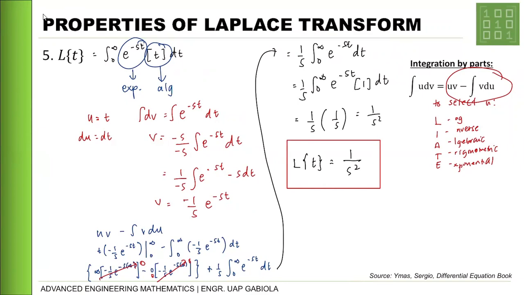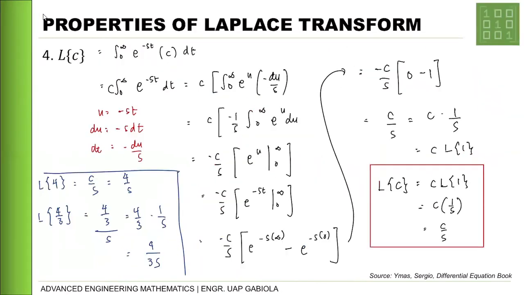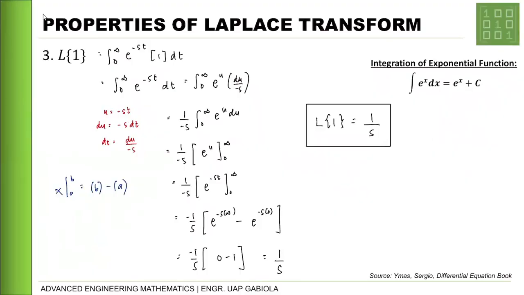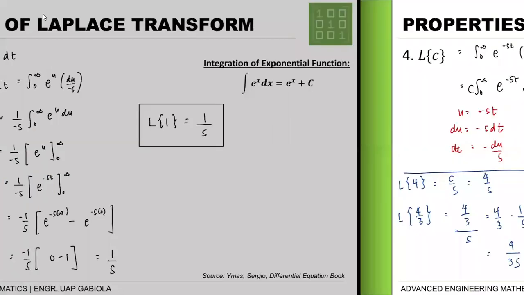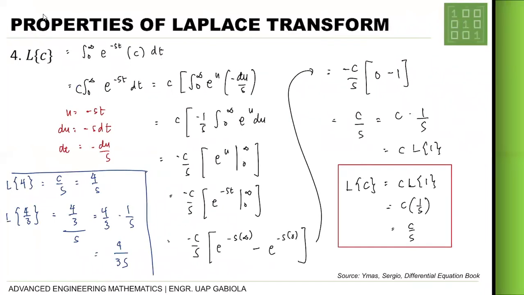Or if you do not accept or agree with this solution, you can always perform the integration of this. What we need is to multiply it again by a value of negative 1 over s. Okay, so let me go back here.